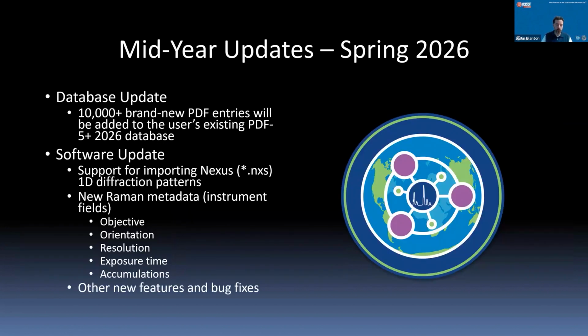We will be deploying another mid-year update in the spring of 2026. This mid-year update will add another 10,000 brand new entries, and this will be added to the PDF5 Plus 2026 database. We also plan on including a software update to go along with this, where we'll add support for new file types such as Nexus diffraction patterns. We'll be displaying some additional Raman metadata, which are some instrumental fields, and also possibly other new features and bug fixes. So stay tuned for the next mid-year update.